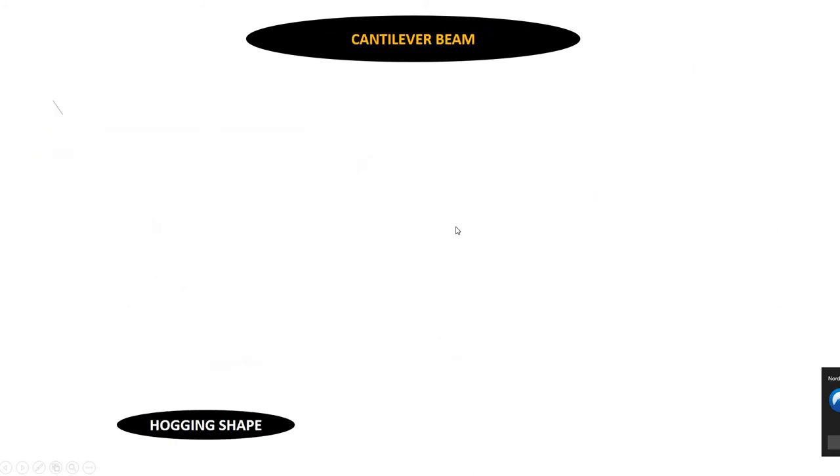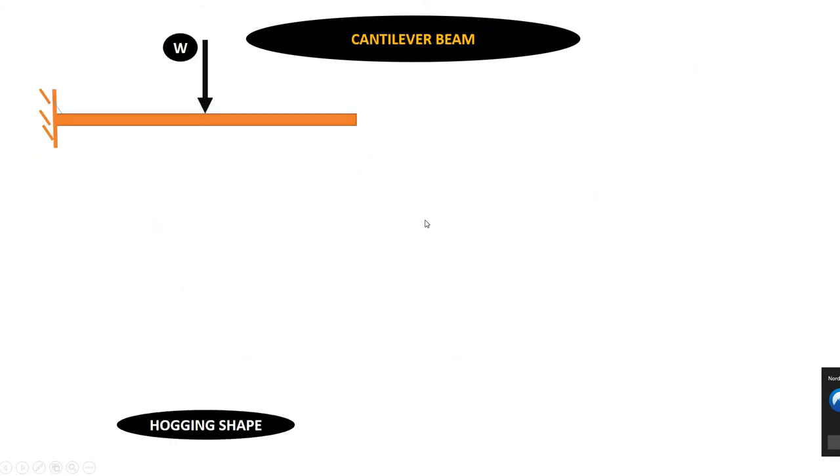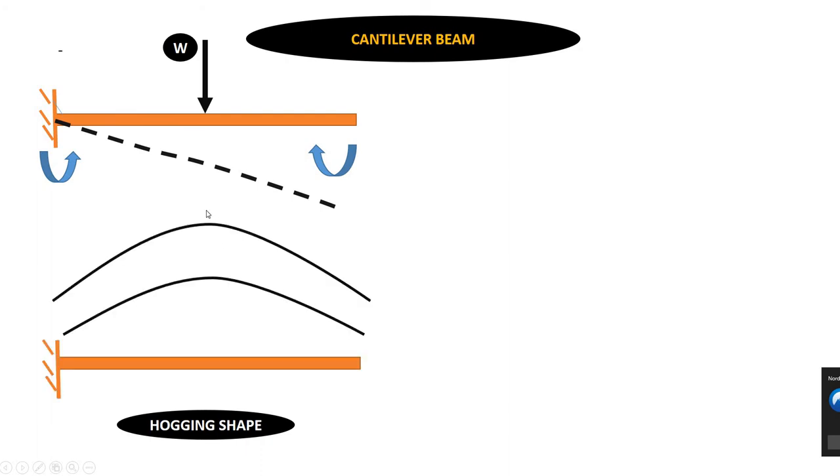Now next, the cantilever beam. If you look at the cantilever beam, what about the deflected shape? It is like this. It is hogging, right? Because here we have an anti-clockwise moment and here we have a clockwise moment, and due to that the shape of deflection is hogging, right? For the hogging shape, look at the top fiber. What type of force is coming? The force at the top fiber is tension, and at the bottom fiber we have compression, right?